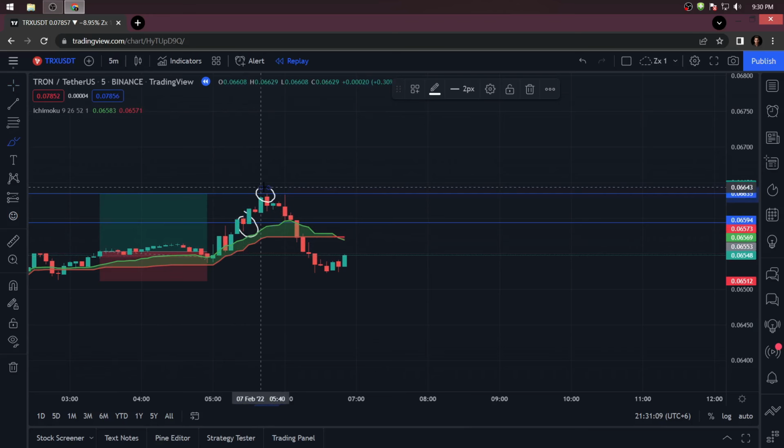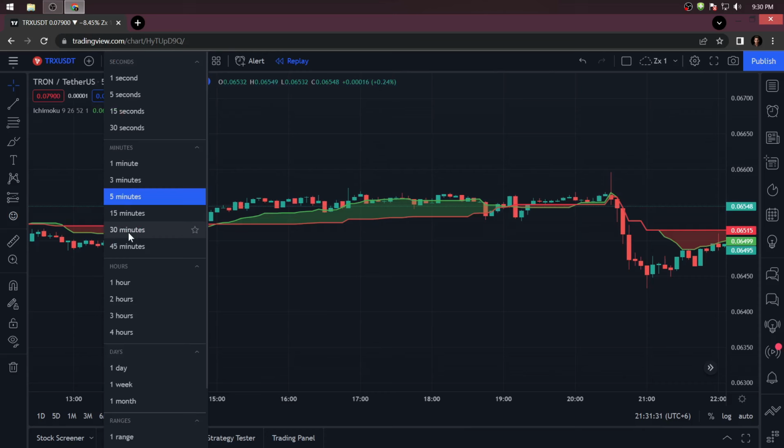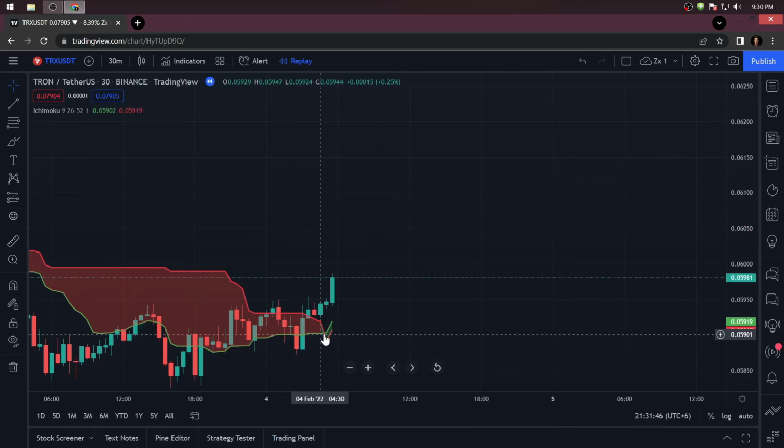So let's go with another example. So again I come back with the 30-minute time frame. Okay, in this chart you can see the green lead color is successfully crossing up the red lead color, and also the price is now staying above the green line, and also the candle color is green, and also it's staying outside the cloud area. So that means it's our buy signal.